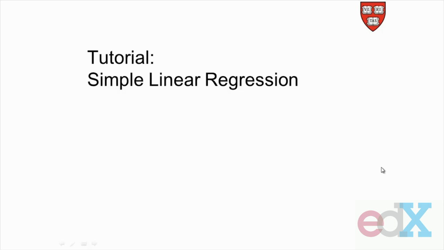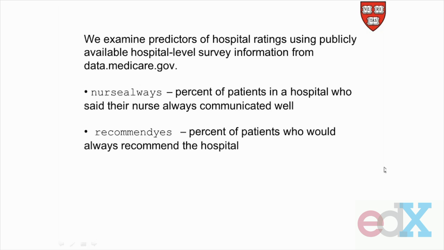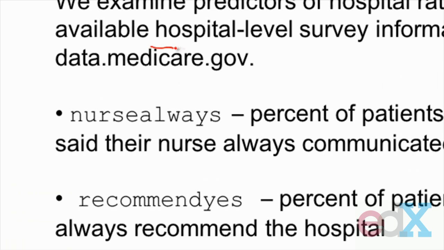In this tutorial, we're going to look at how to fit a simple linear regression model. The example we're going to use throughout this tutorial sequence is described on the previous web page, but to briefly review what we're doing, essentially we're going to examine predictors of hospital ratings using publicly available hospital-level survey information from data.medicare.gov. Now, one of the key terms in that sentence is we're looking at hospital-level data. So the unit of inference that we're going to be using, it's hospital level.